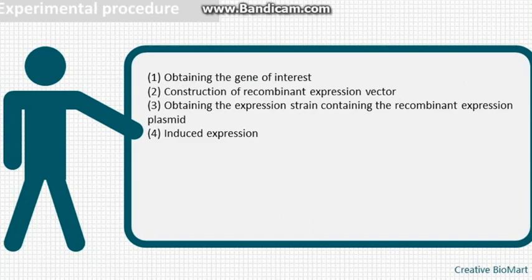Experimental procedure: 1. Obtaining the gene of interest. 2. Construction of recombinant expression vector. 3. Obtaining the expression strain containing the recombinant expression plasmid. 4. Induced expression.